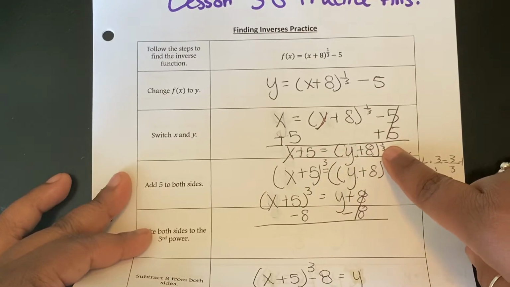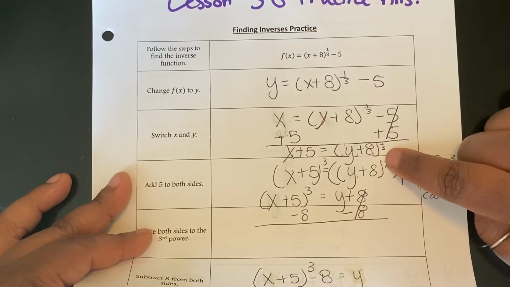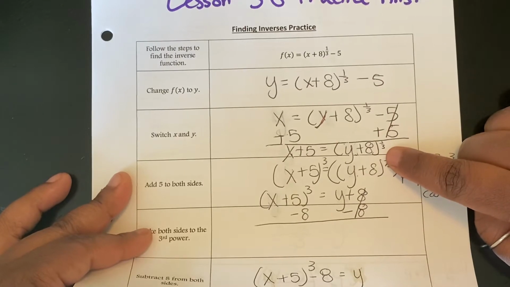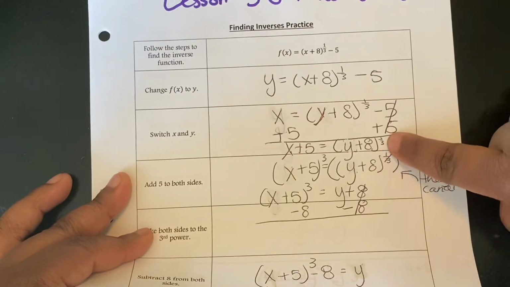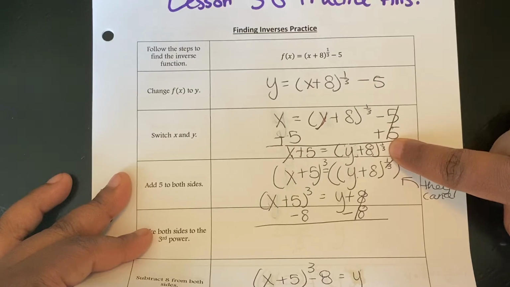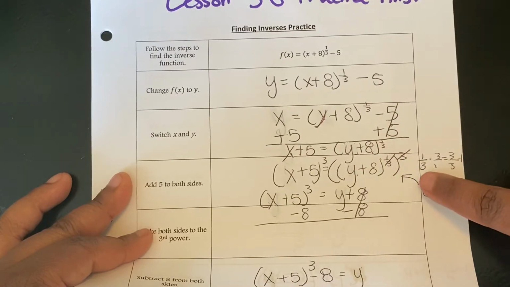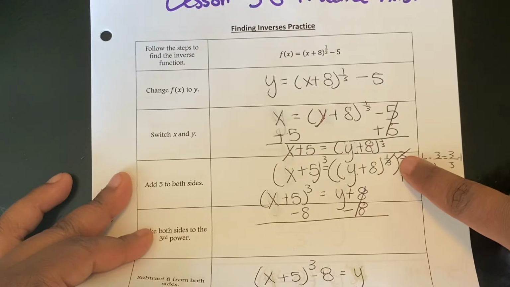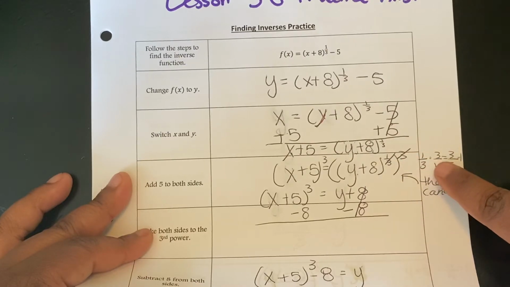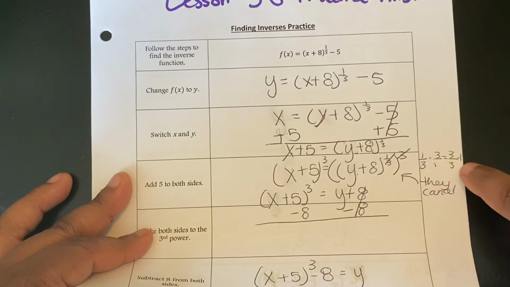Now the next step is to get rid of this exponent. Remember, when you have an exponent, in order to get rid of it, you're going to raise it to an exponent that's going to make it equal 1. So if we have 1/3, we're going to raise it to the power of 3. Because the rules of exponents say when you raise an exponent to an exponent, you have to multiply them. So 1/3 raised to the power of 3 is really saying 1/3 times 3, which is 1 times 3 is 3, and 3 times 1 is 3, which equals 1.